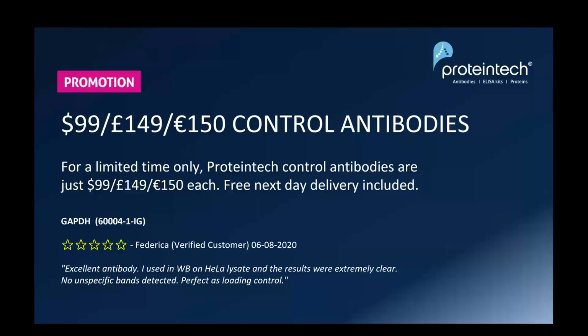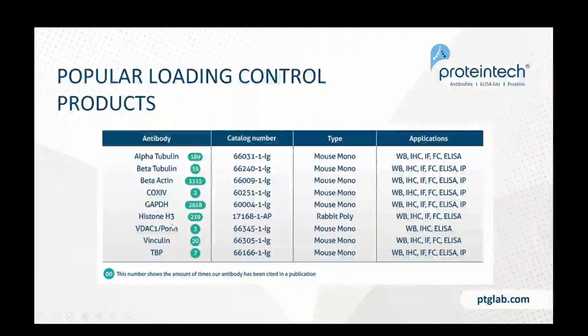And so, as I said before, a major highlight of these antibodies is their price within the market. In the US, it's 99 dollars, and it's less than 150 euros. And this is for GAPDH, for instance. We have customers who really love this antibody, as you can see here. And here are just a couple more of our popular loading control products. I'll give you a second so you can write them down if you'd like.